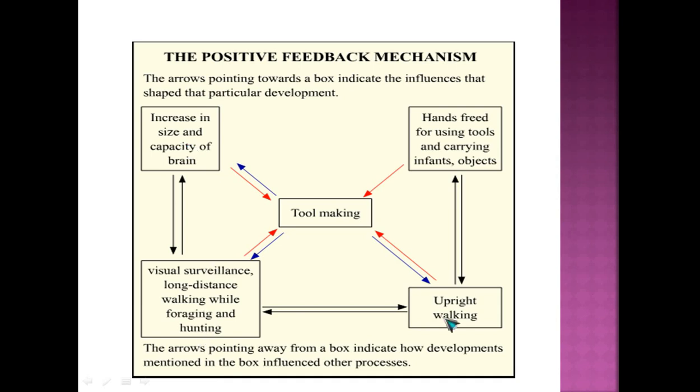Did you understand? So each thing you can see like that. And because of this factor, upright walking took place. And because of upright walking, long distance walking, foraging, hunting, everything took place. So it is a reverse reaction, which is the positive feedback mechanism. Please study this diagram so you can write a lot. When you study diagrams, it is easier for you to write a lot, developing these points into a big essay or long answer.